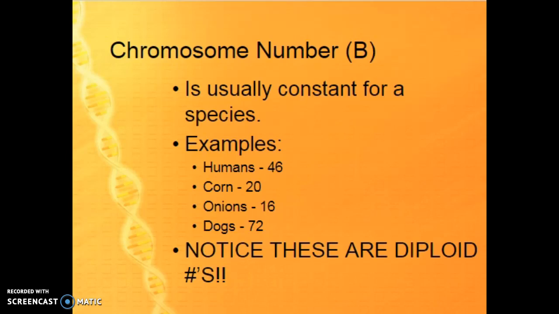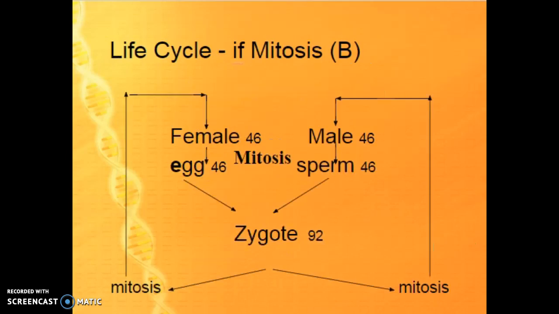So we say humans have 46 chromosomes. These are diploid numbers of chromosomes, so that's a 2n equals 46. Corn has 20, onions have 16, dogs have 72. If you have more than 72, or if you have 71 or 73, you're not a dog. If you have 44 or 41, you're not a human unless you've got some sort of a disorder that throws off your number of chromosomes.